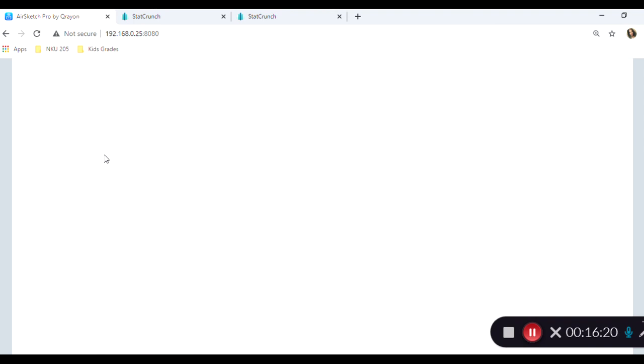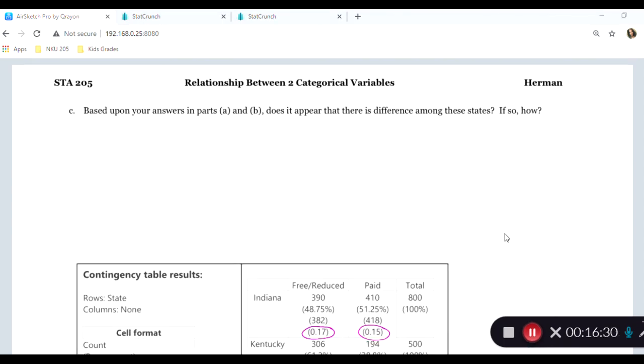So finally, what does that really mean for us? So that is, based upon our answer in part A and B, does it appear that there is a difference among these states? If so, how? Well, so first I'm going to say, since I did reject the null, there is a difference. Alright, there is this relationship. If I would have not rejected, there really would not be any evidence that there is any differences among the states. But since I did reject, I believe there is a difference.